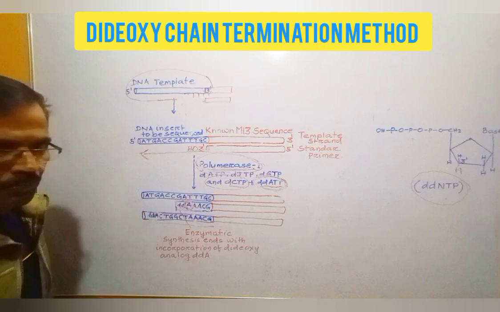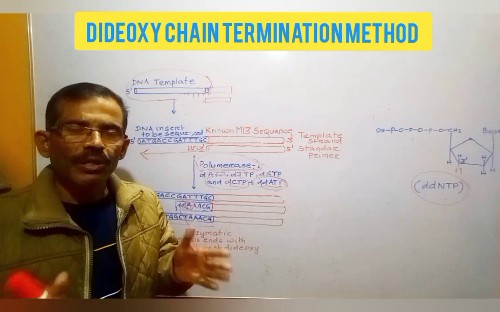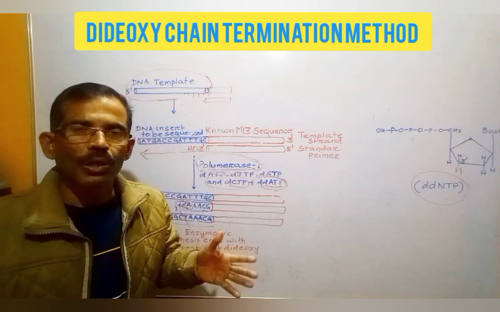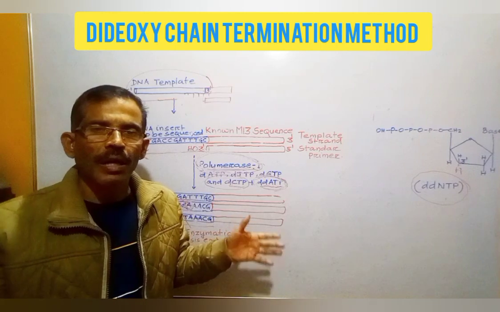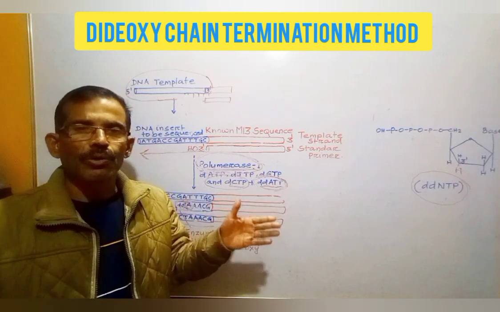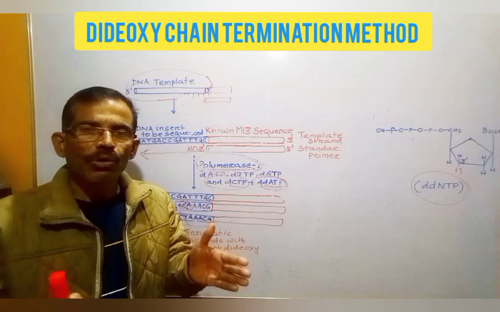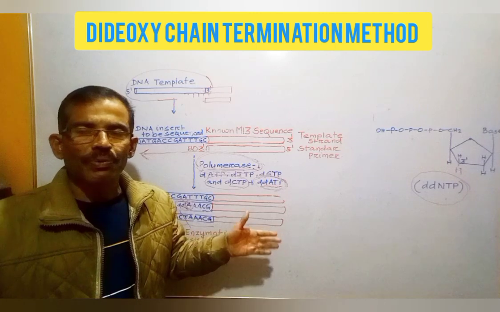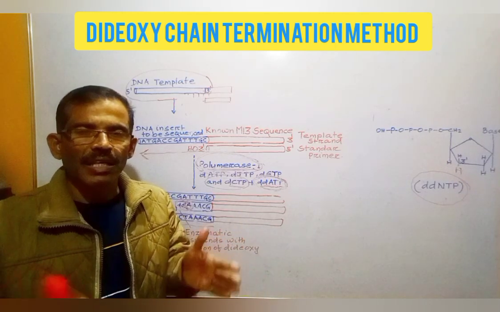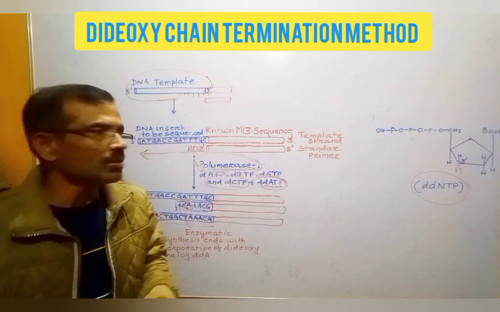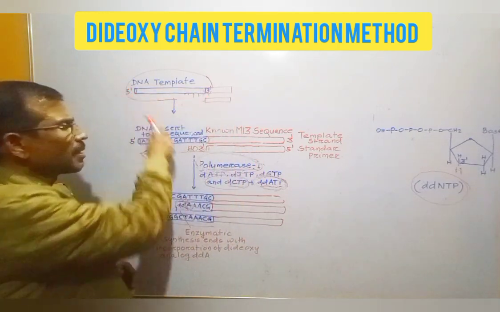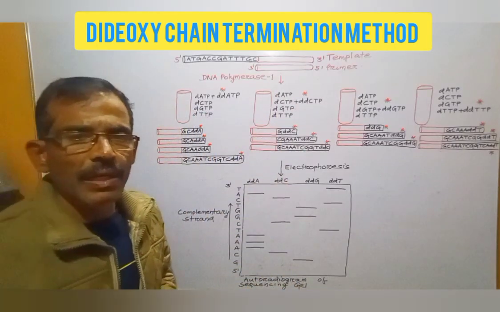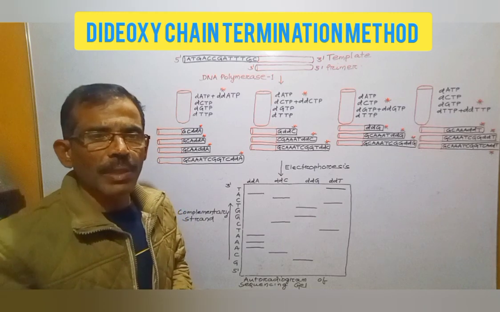strand is obtained. So, by including 4 different types of dideoxyribonucleoside triphosphates along with DNA polymerase 1 and 4 types of deoxyribonucleoside triphosphate, 4 sets of DNA fragments are obtained. All these 4 sets of fragments together constitute the nested set of fragments from which the sequence of the DNA template can be determined. This figure outlines DNA sequencing by the dideoxy chain termination method.